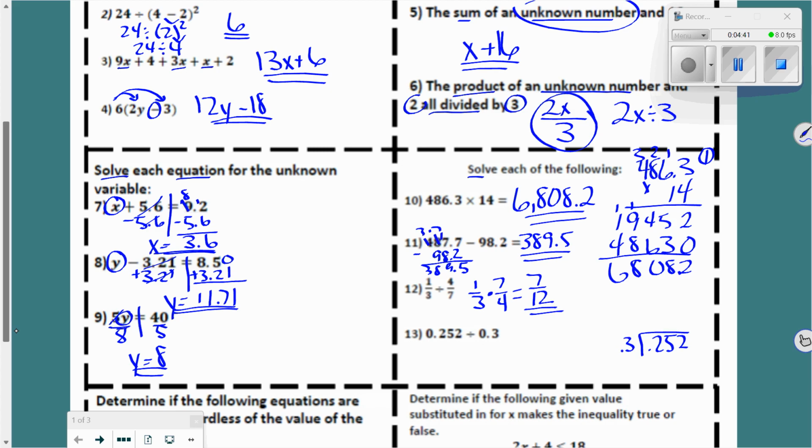But remember, I can't divide by a decimal, so I need to get rid of my decimal place. Any movement I make here, I also make inside of my decimal. So 3 will go into 2. Bring my decimal straight up, goes into 25 8 times. Gives me 24. 12 is going to go 4 times. Subtract 12 gets me a 0. I'm all done. So this one equals 8400.